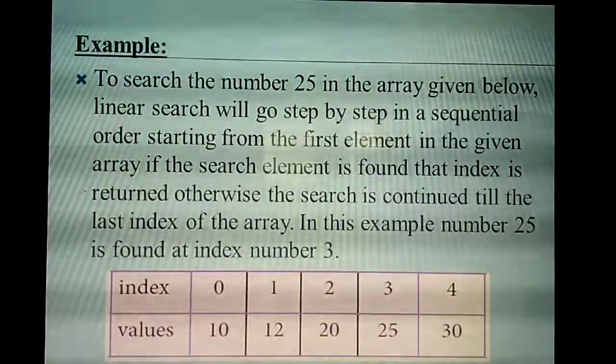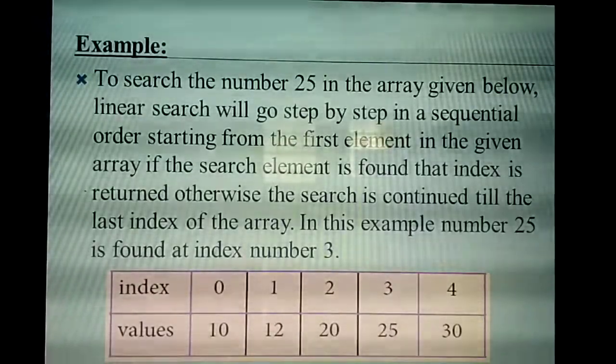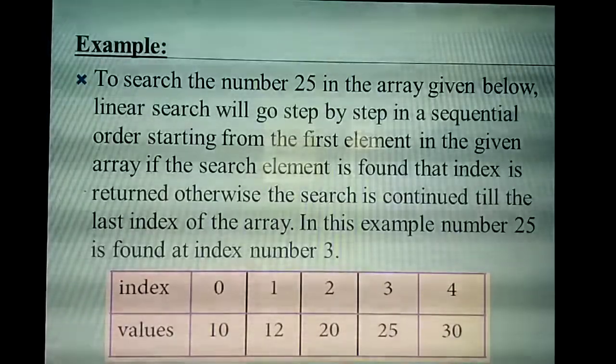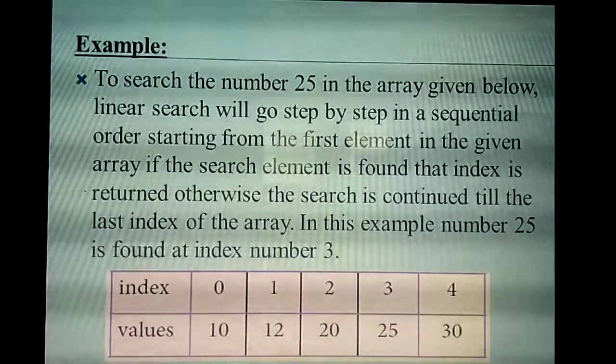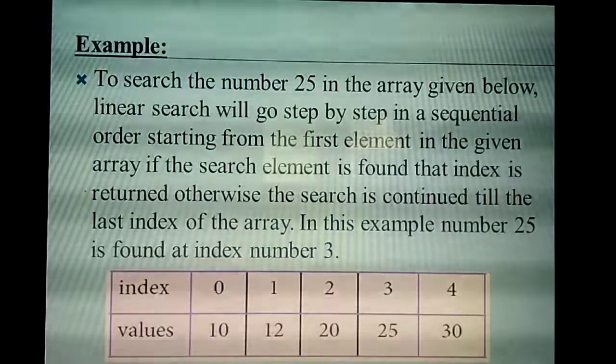Understand? If they ask a 5-mark question, you need to write the definition in 3 lines, then the pseudocode. With this example, you need to explain the things I explained. You need to write each step, what things you are doing. Then only you will get 5 marks. Very important question. Please study it right now.